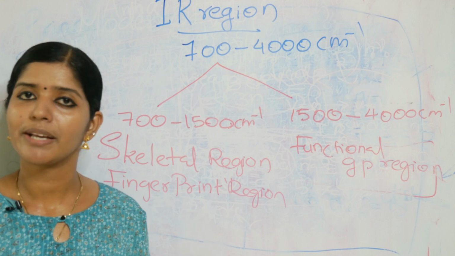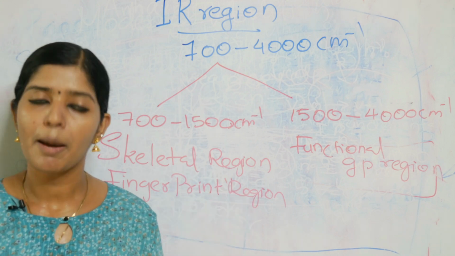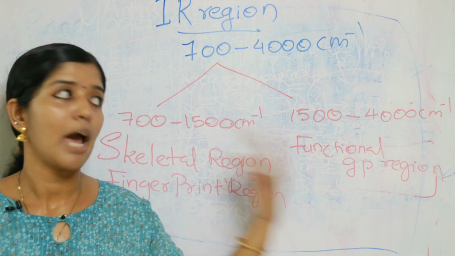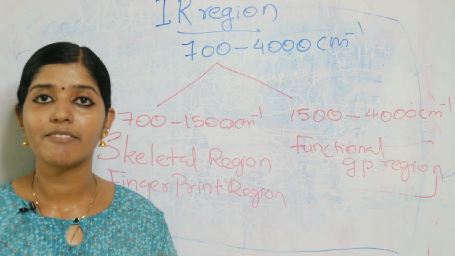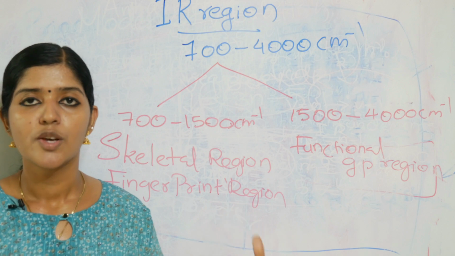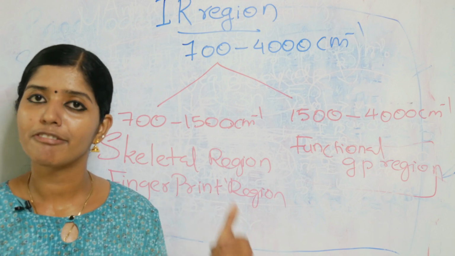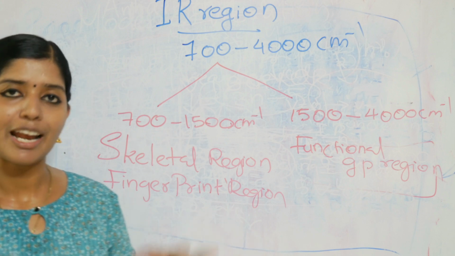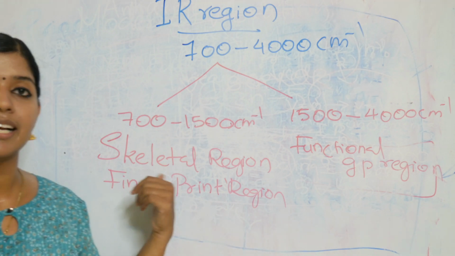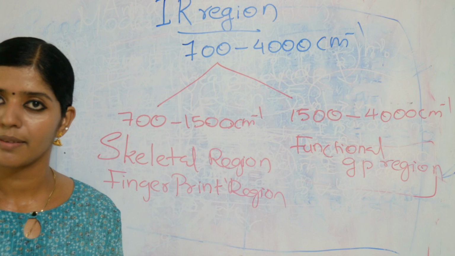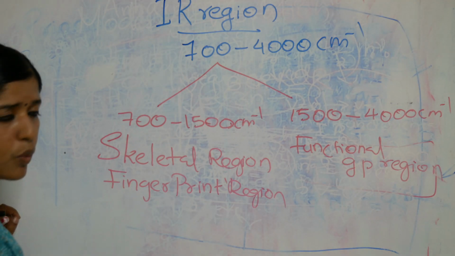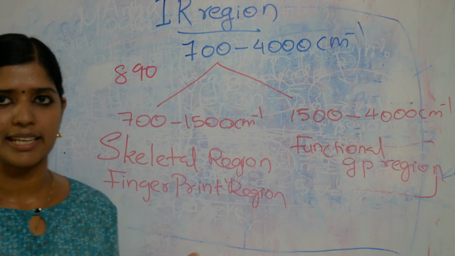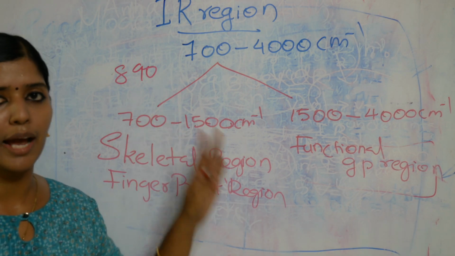For water, it will give a spectrum in the fingerprint region. For ammonia, it will give a different value in this fingerprint region. For carbon monoxide, for carbon dioxide, it will give different values in the fingerprint region. So all molecules will have different fingerprint frequencies, and those values we get in this skeletal or fingerprint region. For example, in the case of water, let the fingerprint value be 890. I'm just saying it for example, that is not the accurate value.